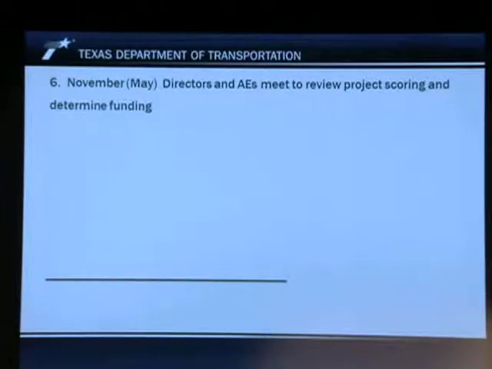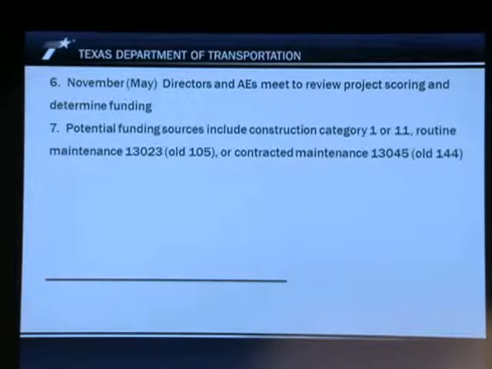And then in November, the directors and AEs and design engineer and district maintenance administrator all get together, and we sit in a room and put all of the projects up on the wall, and we go through a scoring and funding process and determine which ones are going to get funded. And essentially, our funding categories, we can fund either through construction, which is basically category 1 or 11. We can fund through routine maintenance, I'll call it 105, or we can fund it through contracted maintenance, 144.